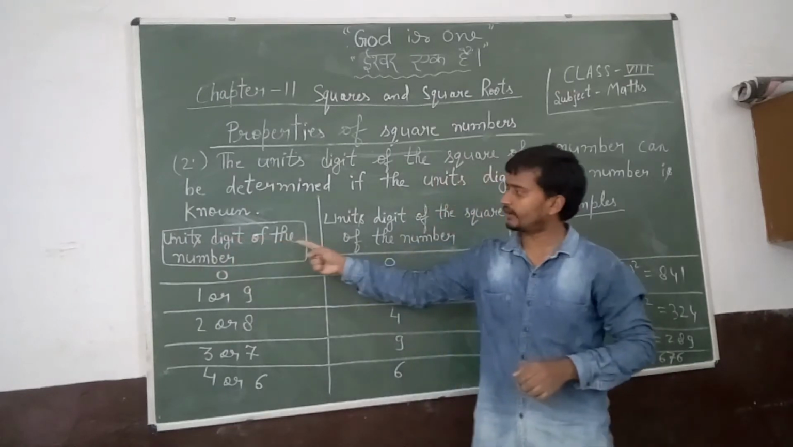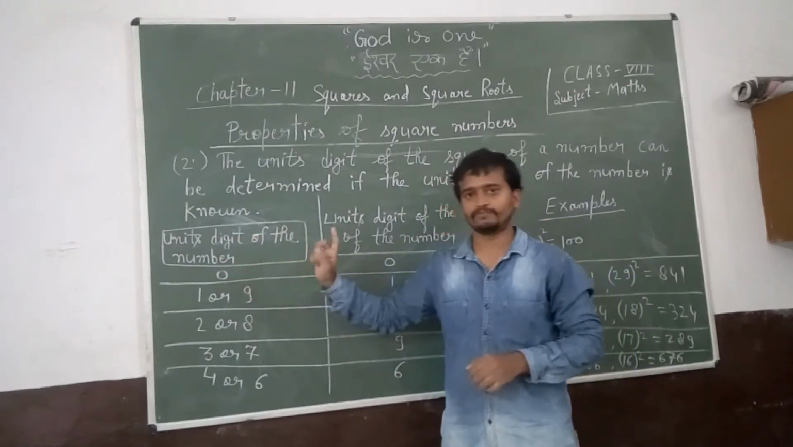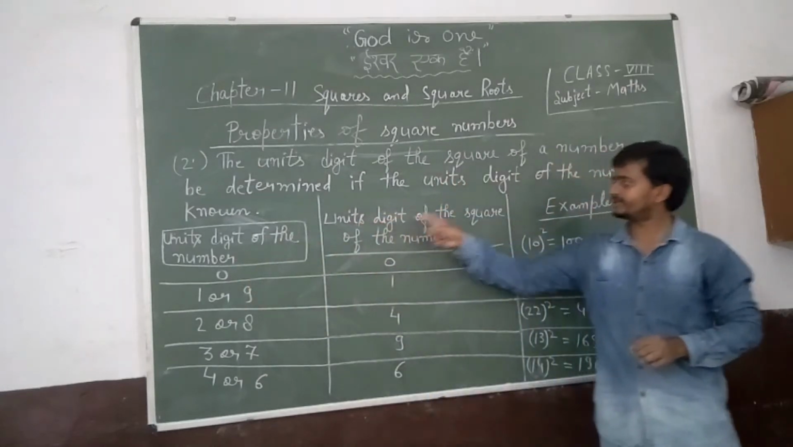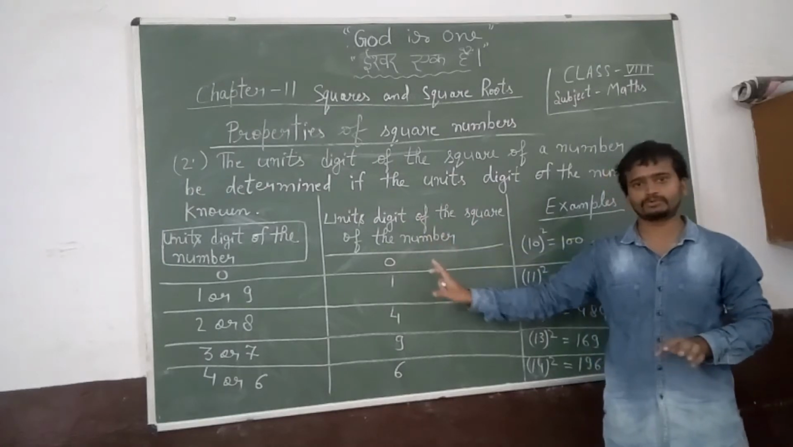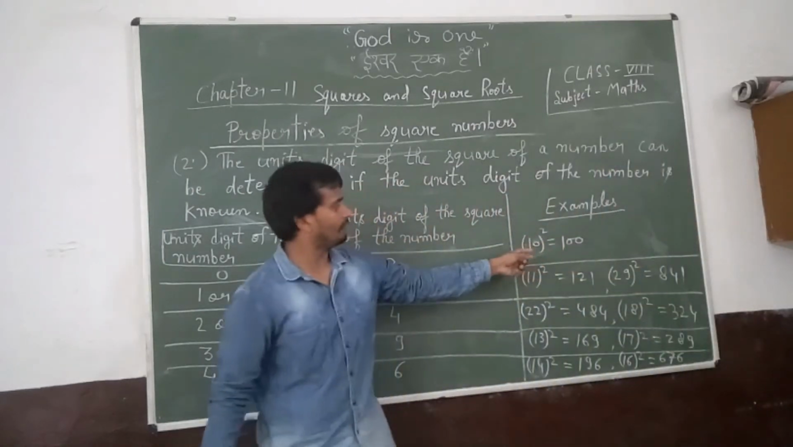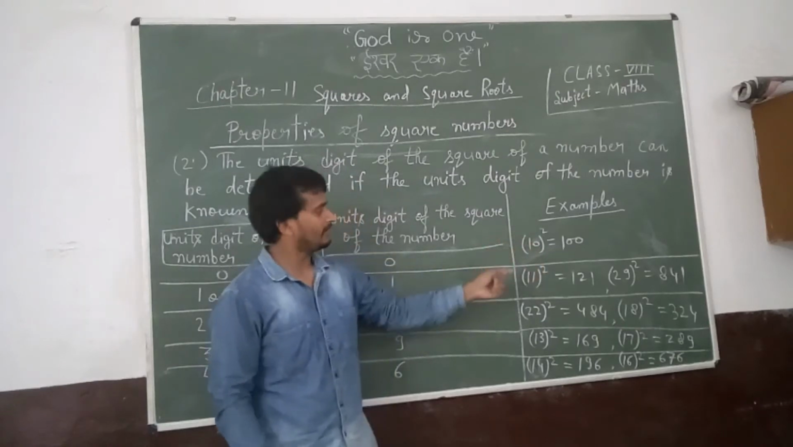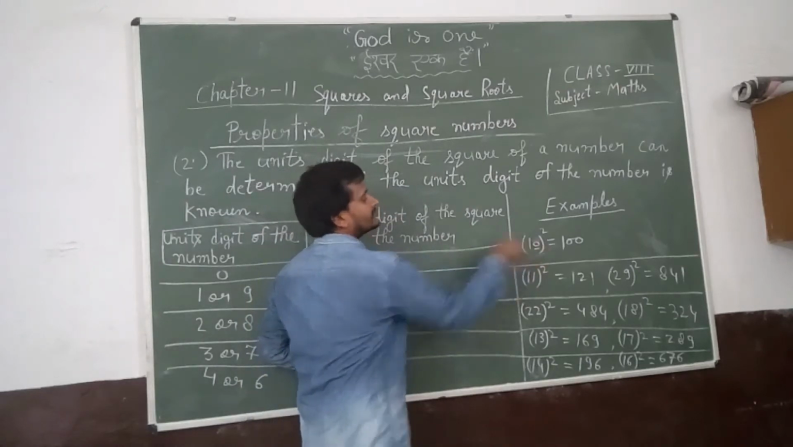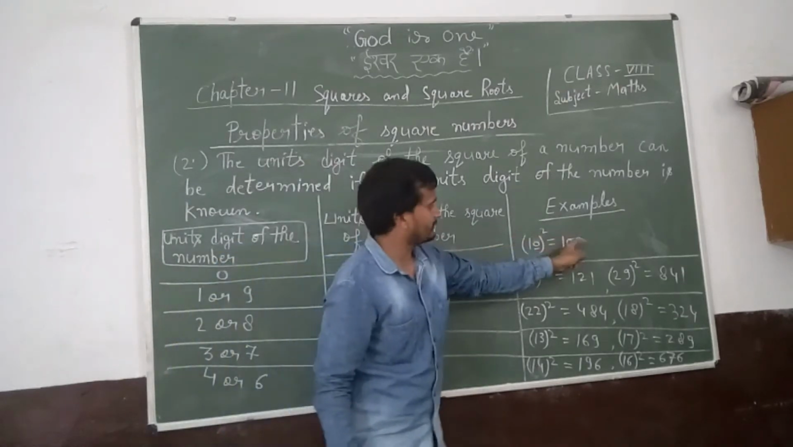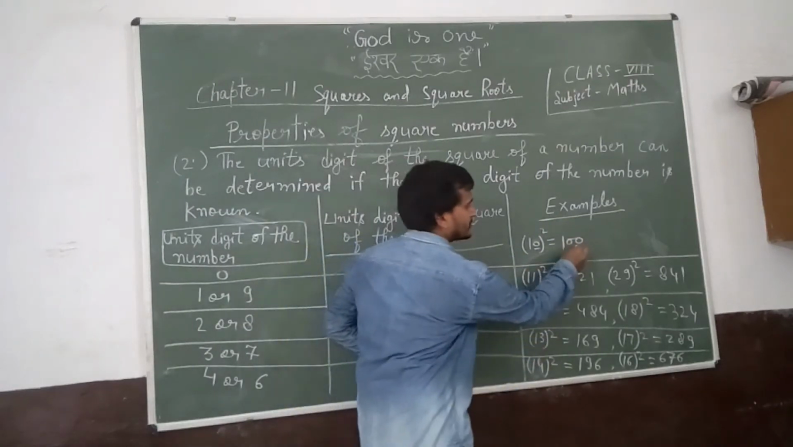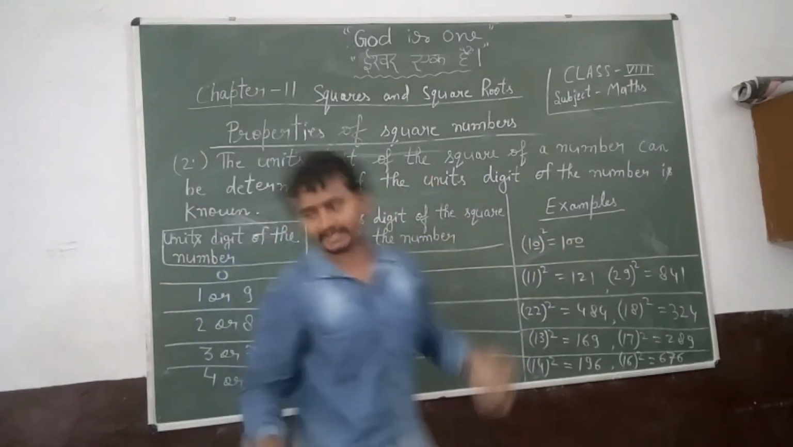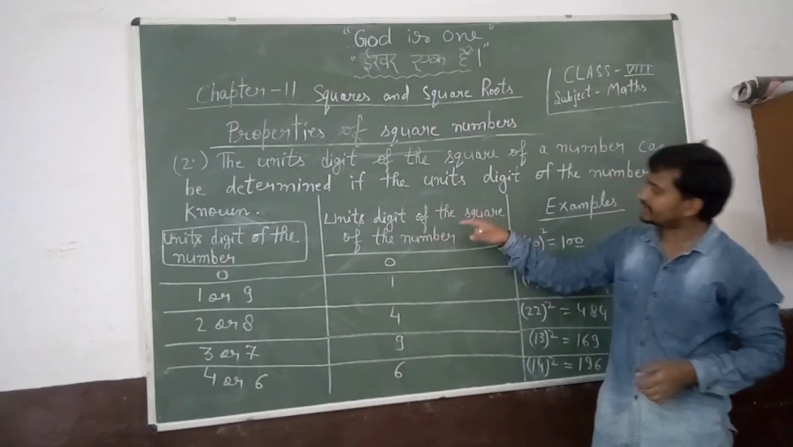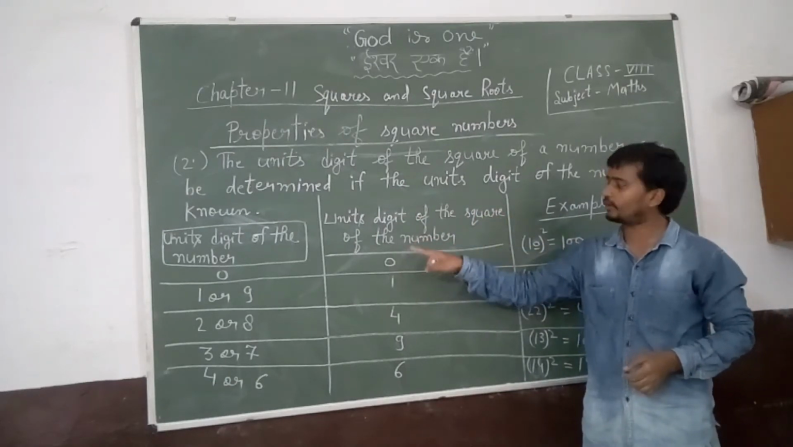Suppose the unit digit of the number is 0. If in the number the unit digit is 0, then the unit digit of the square of the number will also be 0. For example, the square of 10: here the number is 10 and the digit at unit place is 0. The square of 10 is 100. In 100 the digit at unit place is also 0. So if the digit at unit place is 0, then the digit at unit place in the square of that number will also be 0.